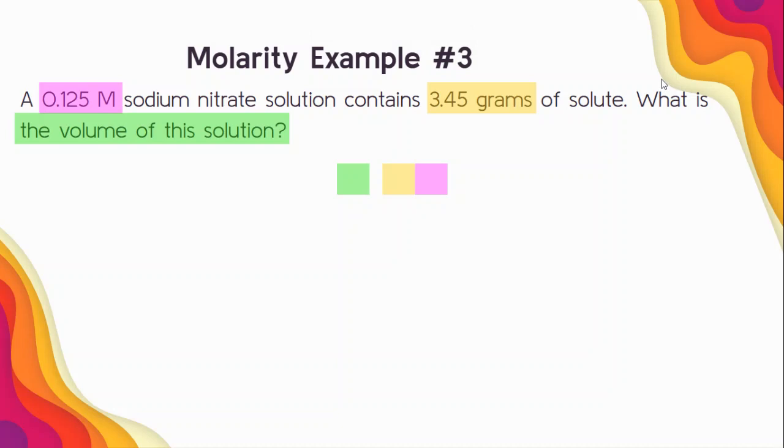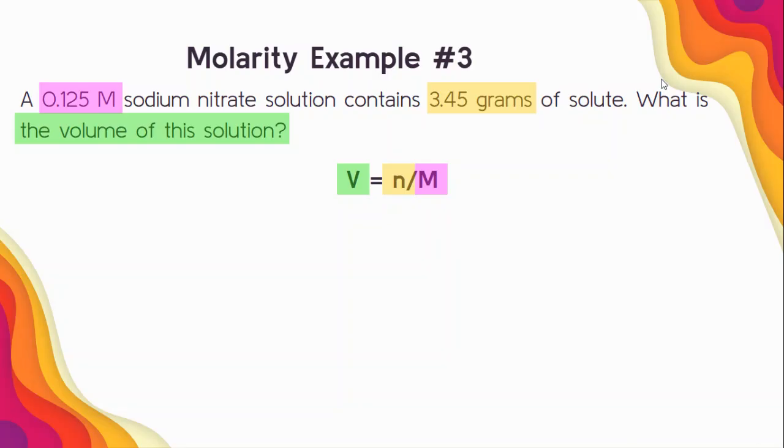For the third example problem, we have a 0.125 molar sodium nitrate solution containing 3.45 grams of solute. We're asked to find the volume of the solution. I rearranged the molarity equation again to set it equal to V, now that we're being asked for the volume. You wouldn't have to rearrange the equation. You could just put X in for V in the original molarity equation, and you get the same answer either way. But I like to rearrange it. So I multiplied both sides by V to get V out of the denominator, and then divided by M to get V by itself.